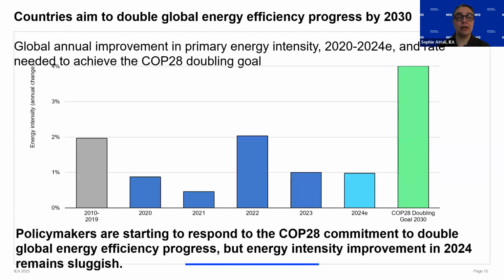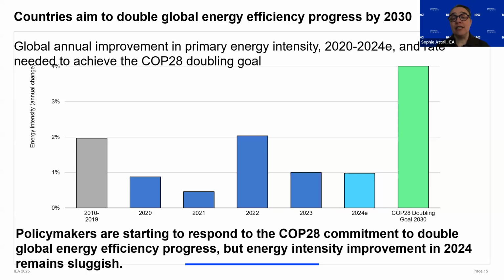Next slide. So what do we actually mean when we speak about the doubling? We are speaking about primary energy intensity and its annual improvement globally. You can see on the left, the gray bar is the average that we used to see during the past decade, 2010 to 2019, roughly 2% improvement per year. And on the right-hand side, the green bar is the annual improvement of 4%. That is the doubling, going from 2 to 4% improvement per year, that is needed by 2030 to be in line with the net zero objectives.